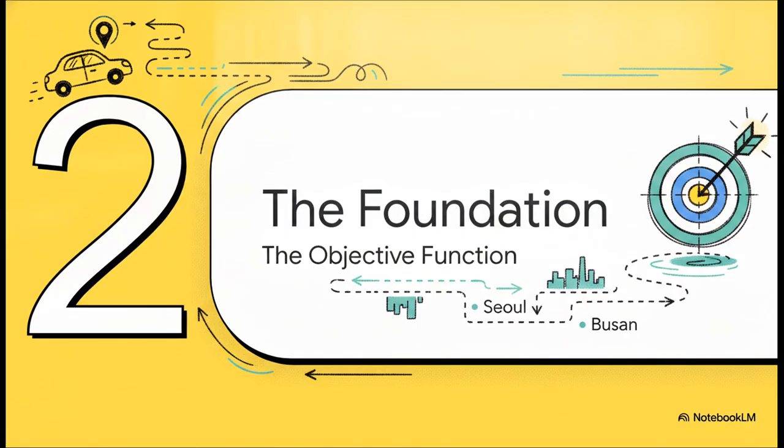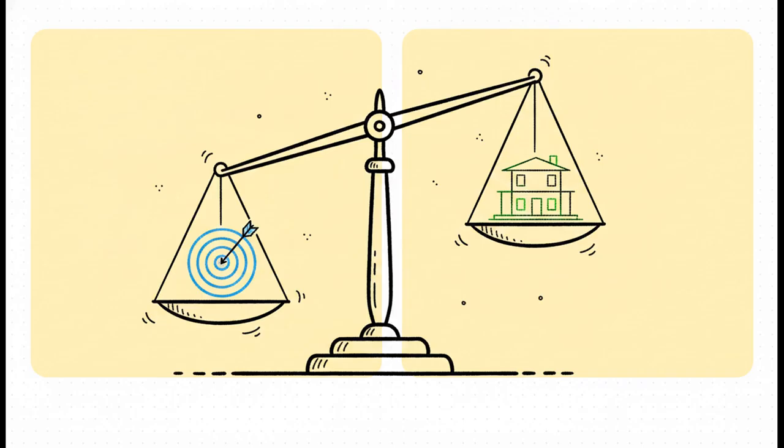The objective function. The objective function is essentially a GPS destination for XGBoost. It literally guides every single decision the algorithm makes. But to get there, it balances two competing goals, kind of like a scale. On one side, it has the loss function, which is trying to minimize prediction errors. But on the other side, it has a regularization term. This acts like a strict budget to stop the model from becoming unnecessarily complicated.